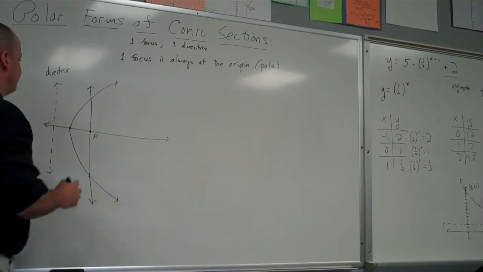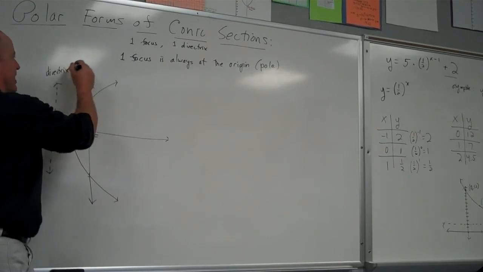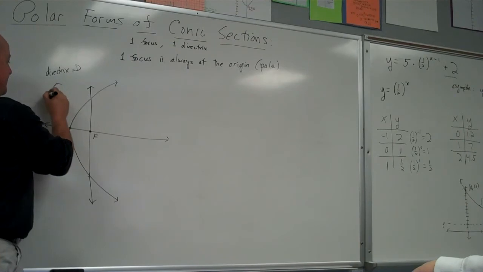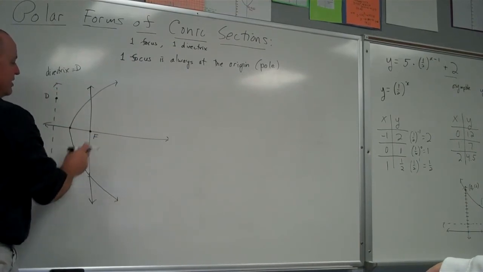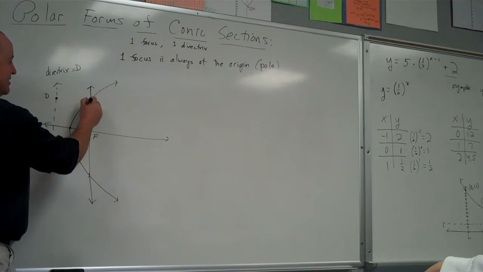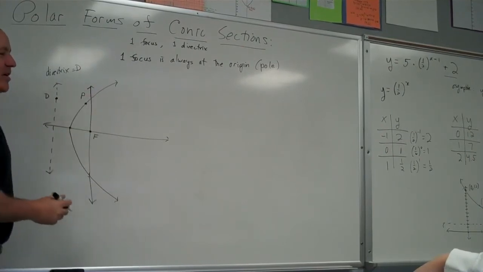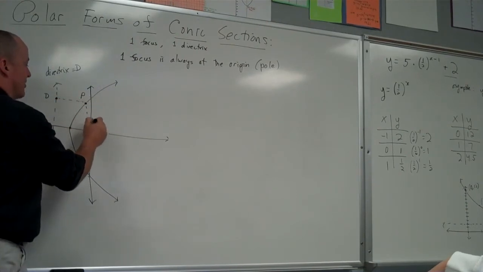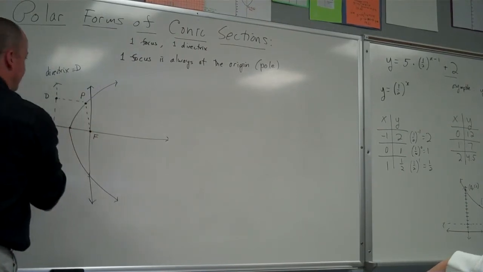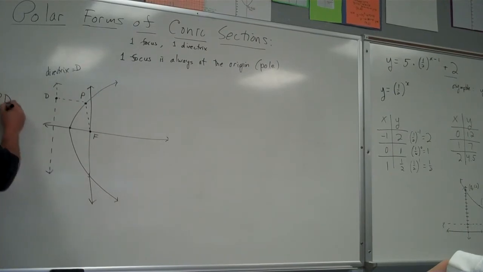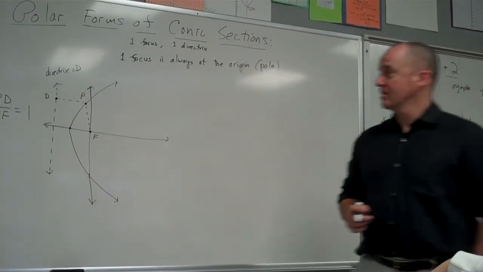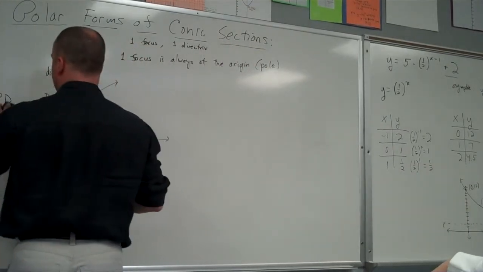Now, a point on the directrix I'm going to call Q, and a point on the parabola I'm going to call P. As you know, the rule of a parabola is that the distance from the point to the directrix and the distance from the point to the focus are the same thing, so their ratio is 1. Your book does it the other way, so I'm going to do it the other way, because that's important.